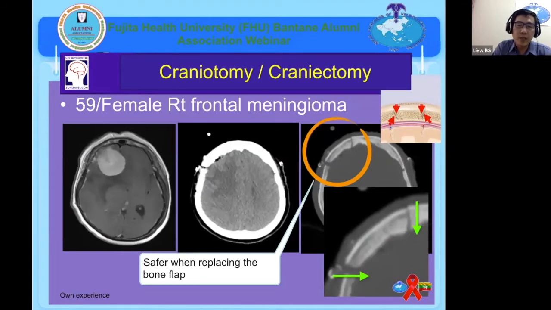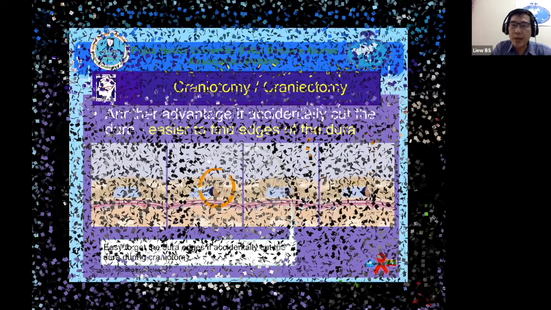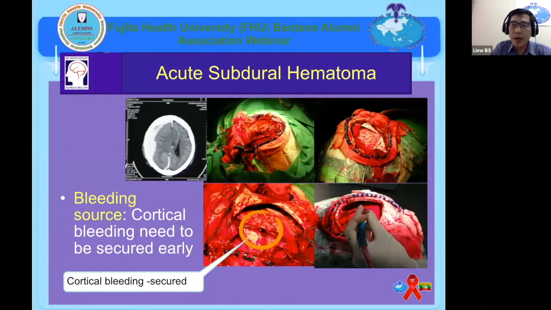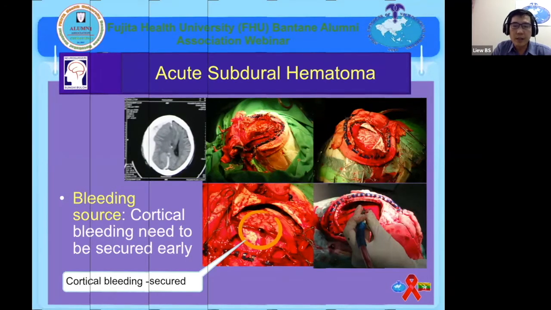The advantage of this is that if we accidentally cut the dura, it's very easy to retrieve the edge of the dura by just rendering the inner table, and we can do a proper duraplasty in all cases. Sometimes we may not be able to find the bleeders because it's a venous type. Sometimes it may happen together with a burst lobe, so you may have some small cortical bleeding that needs to be secured. And if the brain is sunken, I always do dura tenting, even in an acute subdural condition. And this is just an example.